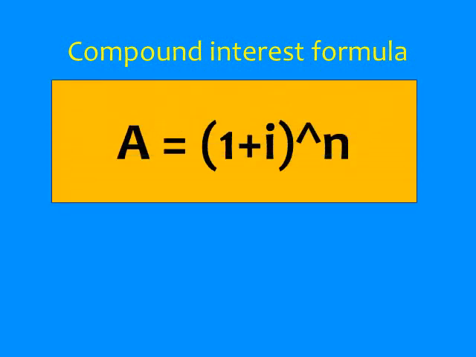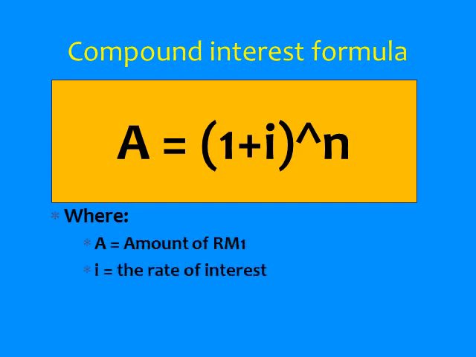So this is the formula to calculate the compound interest, or the amount in ringgit. The amount in ringgit, we label it A. So the formula is A = (1 + i)^n, where A is the amount of ringgit, i is the rate of interest, and n is the number of years. So the amount of ringgit is equal to (1 + i) power of n.